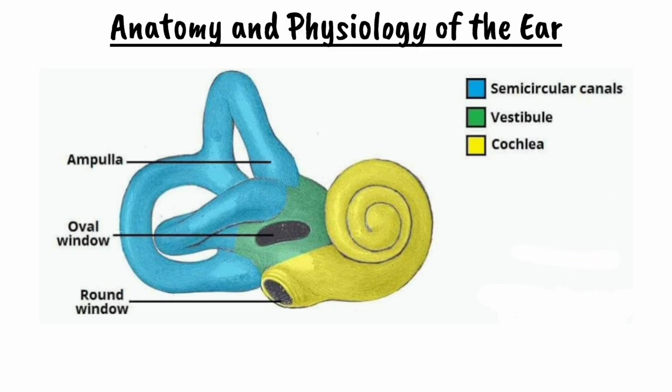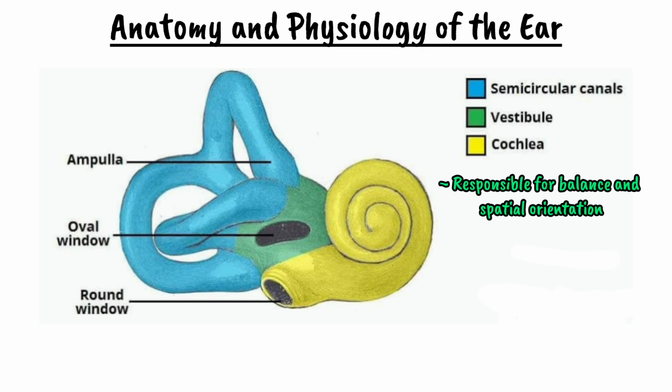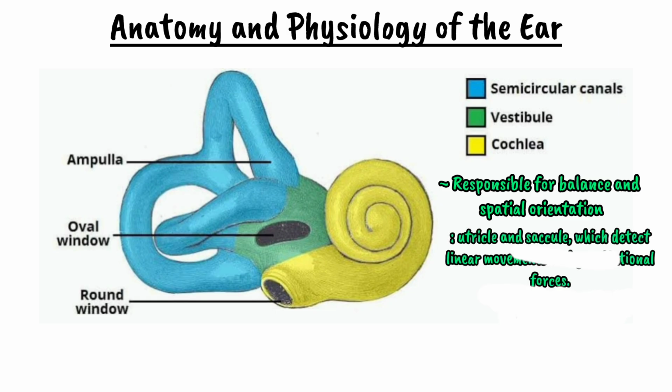Now, let's talk about the vestibular system and balance. The vestibular system is responsible for balance and spatial orientation. It includes the vestibule and the semicircular canals. The vestibule contains the utricle and the saccule, which detect linear movement and gravitational forces. These structures contain otoliths, which are tiny calcium carbonate crystals, and they can shift with movement and stimulate hair cells, and they send signals to the brain too.